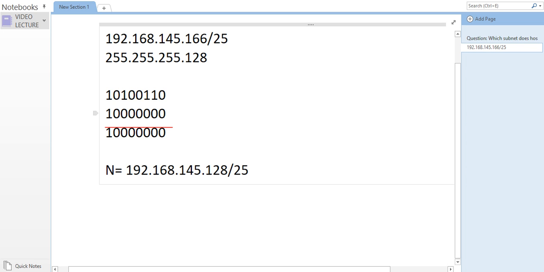Okay, how do you do it? You do ANDing. What you do is convert the IP address into binary and the subnet mask into binary.